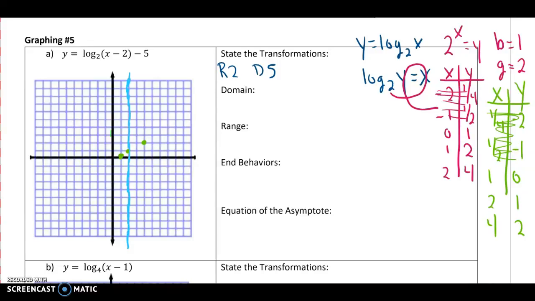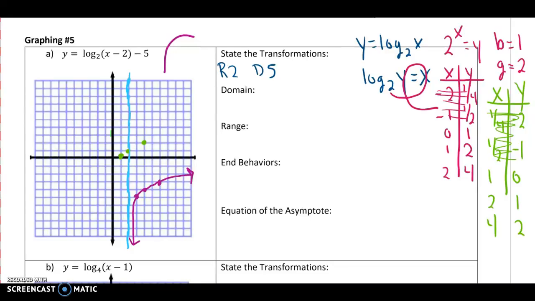So now what I'm going to do is take all the points, and I'm going to move them right 2 and down 5. I'm going to take (1, 0) and go right 2 and down 5. And I'll take (2, 1) and do the same thing, right 2 and down 5. And then I'll take (4, 2) and go right 2 and down 5. Now, there aren't a lot of points here, so you might want to remember that a log, as it grows, because this is growth, looks kind of like a lowercase r. So I'll just connect my points.